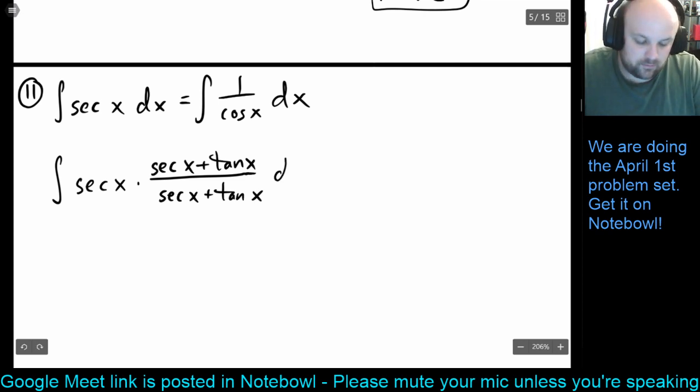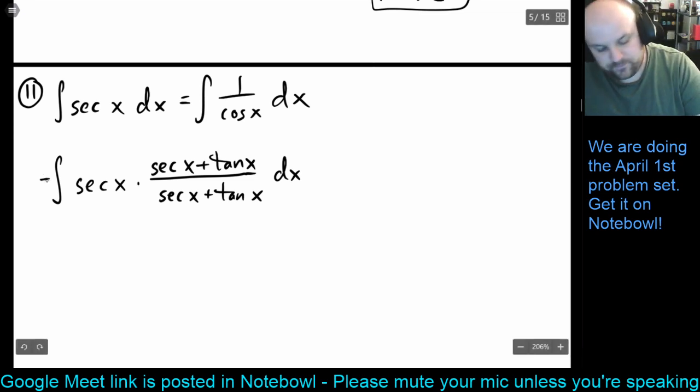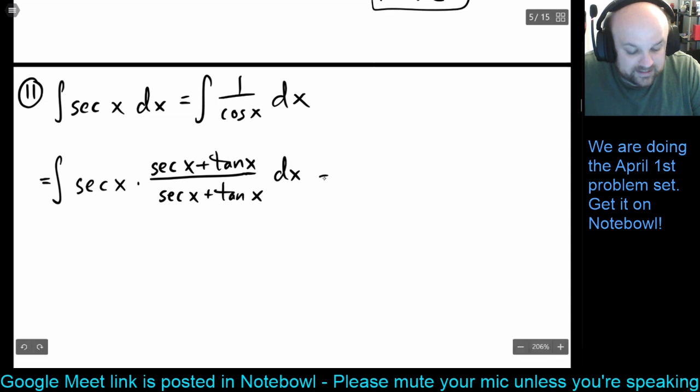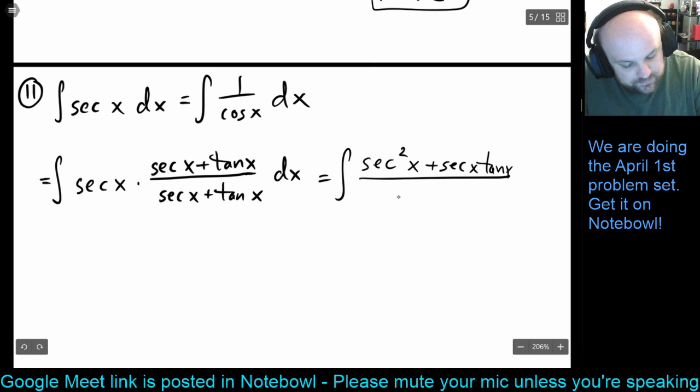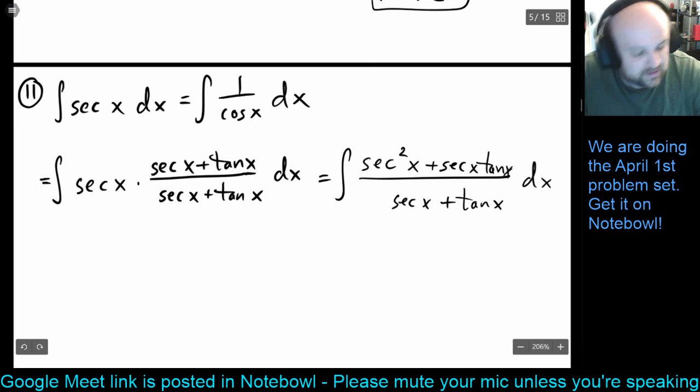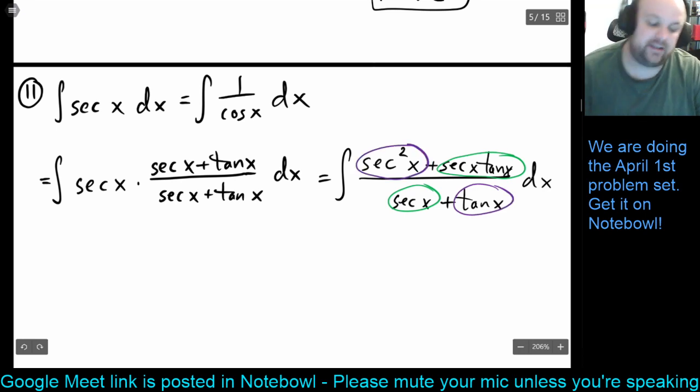Now you might wonder, well, why would we possibly want to do that? Well, the reason is, let's look at what the top is. Secant squared x plus secant x tangent x. And let's look at what the bottom is. It's going to be secant of x plus tangent of x dx. So this piece has a derivative right here. This piece has a derivative right here.